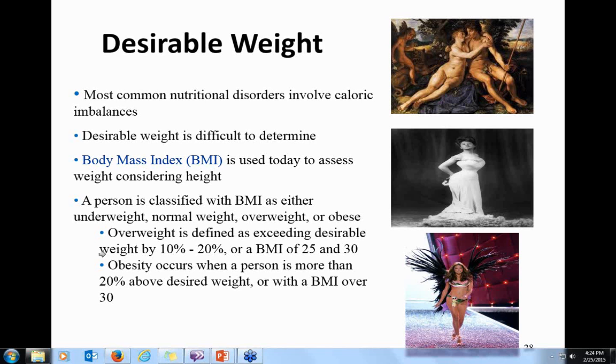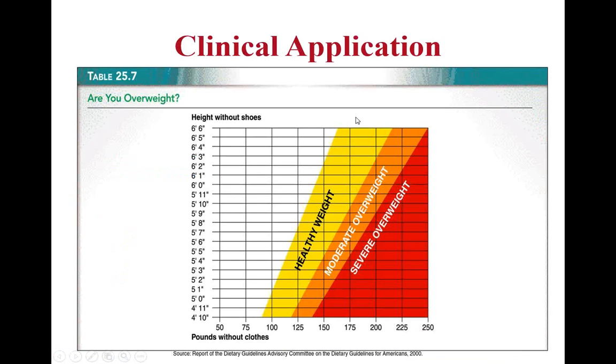About 60% of Americans fall into either the overweight or obese categories, if you add them together. 30% of Americans are considered obese. And here's a chart to help you determine your BMI, and I'll let you take a moment and do that.